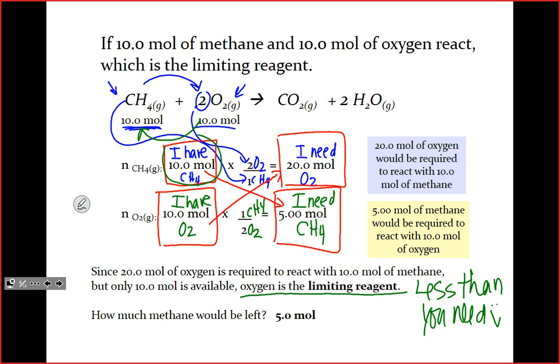Let's go again. I have 10 moles of methane. I need 5 moles of methane. I have more than I need. I have 10 moles of oxygen, but I need 20. I have less oxygen than I need. Oxygen is my limiting.